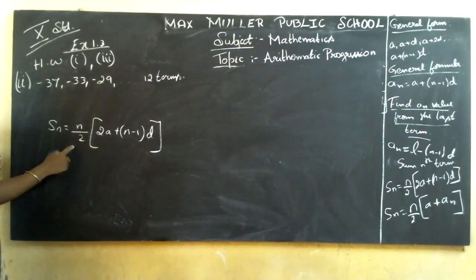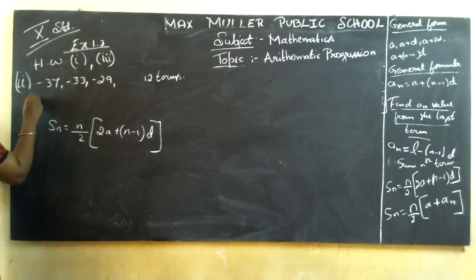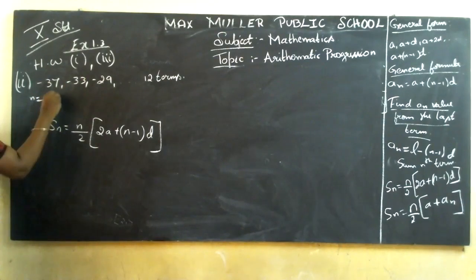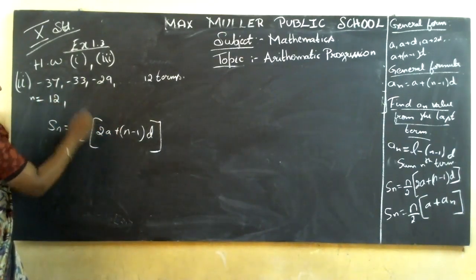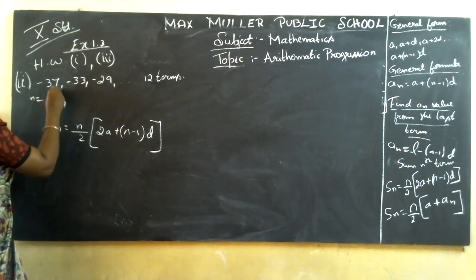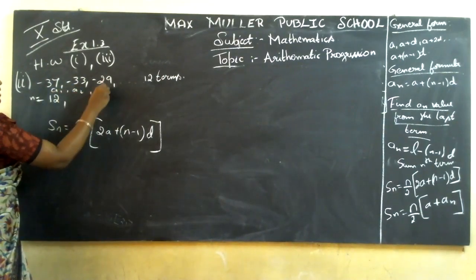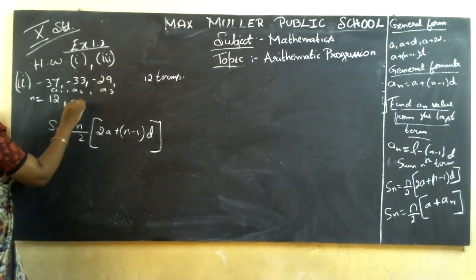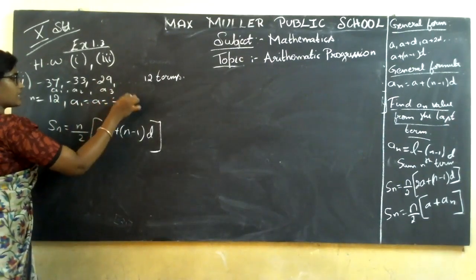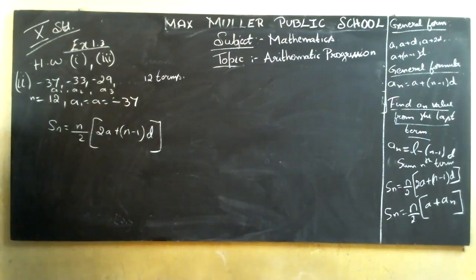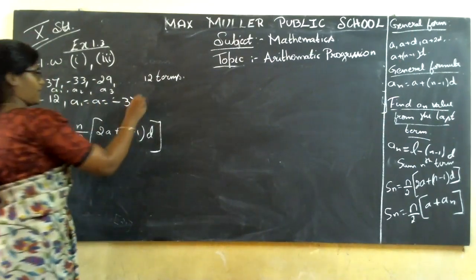Okay, then looking at the formula, write the things. N you need to find out first. What is N? How much is N? The last term is the 12th term you need to find. So N is 12. Then A. For finding A, you are going to number the terms in pencil. So A1 will be equal to A, which is equal to minus 37. Correct? Minus 37. Then you need to find D value.